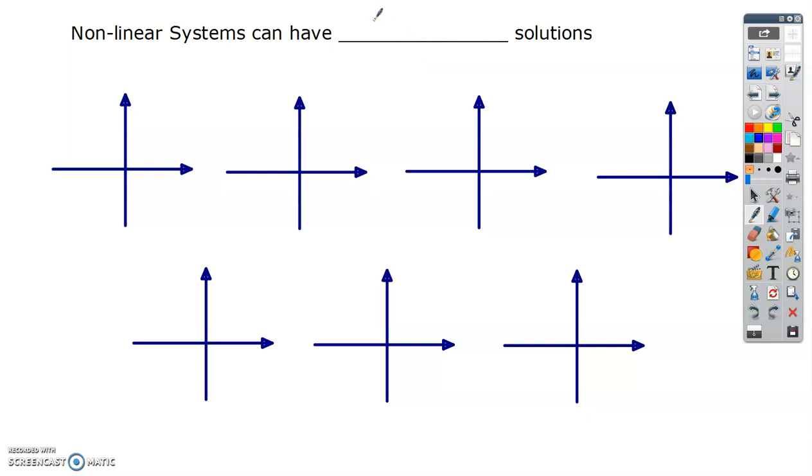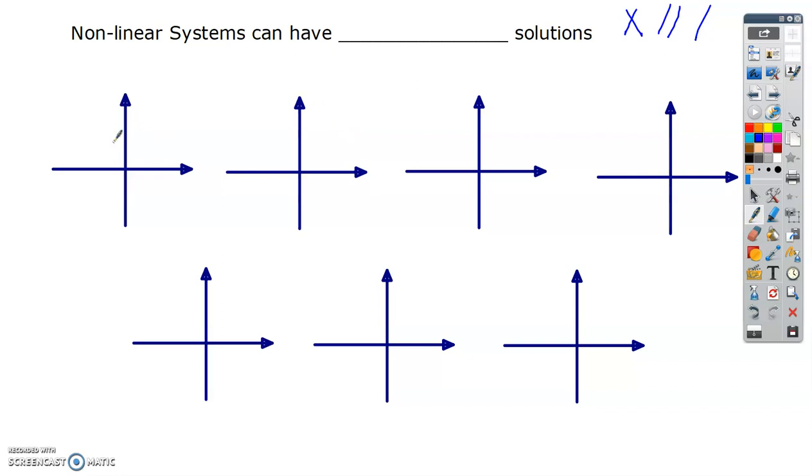So if we're only talking about lines, picture two lines can only do a couple things. They can intersect one time. They can not intersect at all. They can be parallel, or they can be the same line with infinite solutions. But as soon as you start thinking about different shapes, different things can happen.